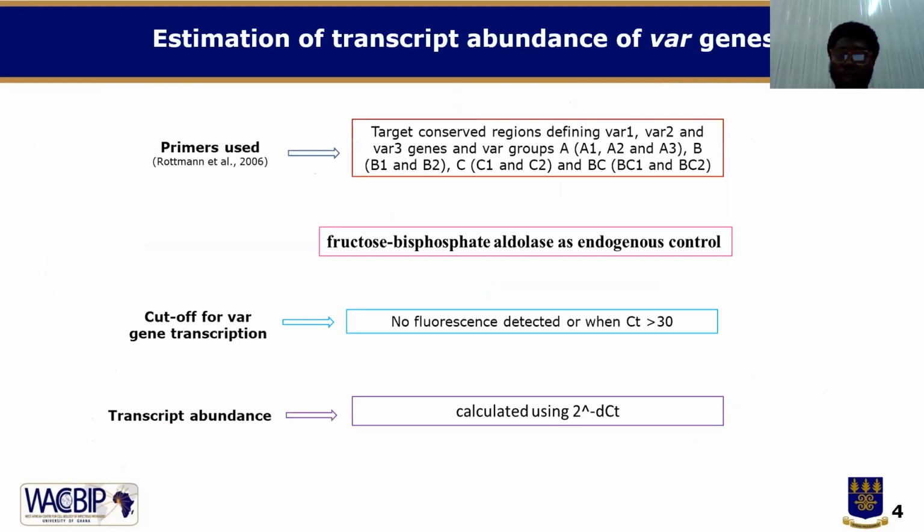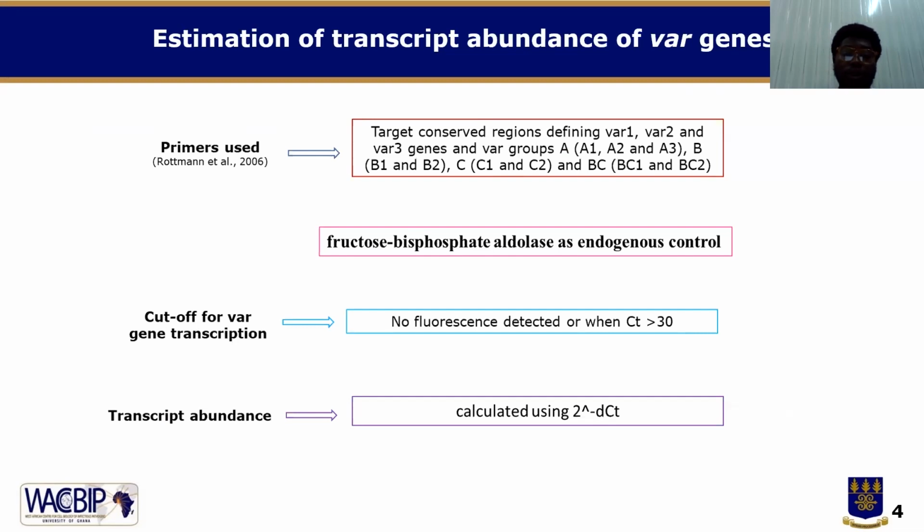So what we did to quantify the var transcription, we used a set of primers that were previously reported by our team at the Center for Medical Parasitology. Basically, the var gene primers spanned var1 through var3 and var groups A, B, C, and BC. The endogenous control for normalizing the transcript abundance was the fructose-bisphosphate aldolase gene.